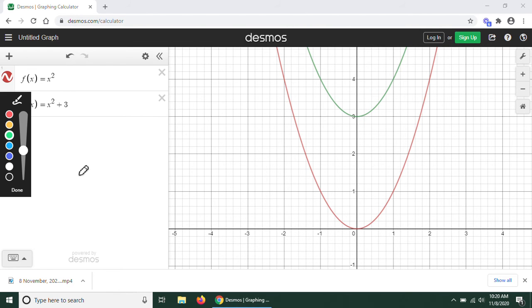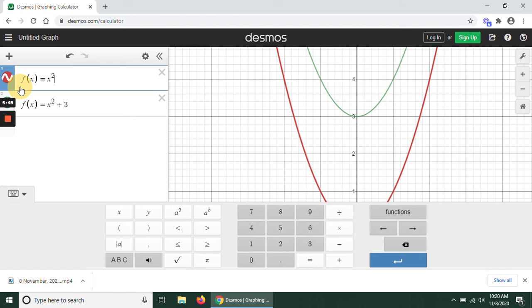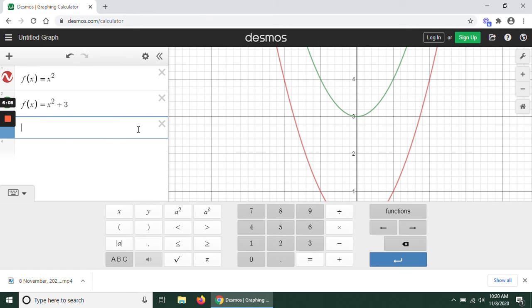So f of x is equal to x squared plus 3 is saying to us that the original function, the graph of the original function, which is x squared, has been shifted 3 units upwards. All right, let us look at a different example.